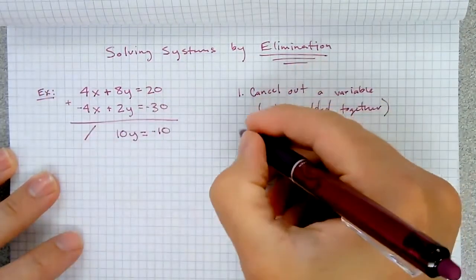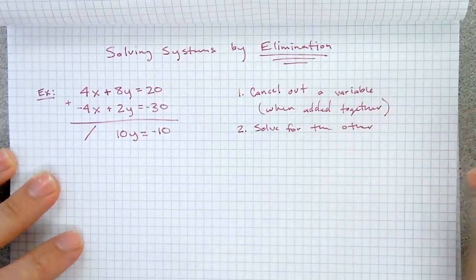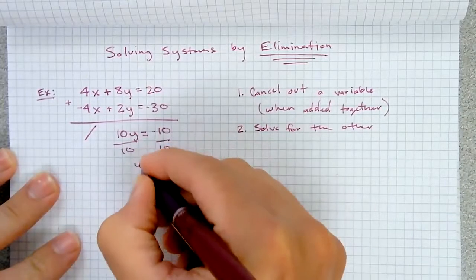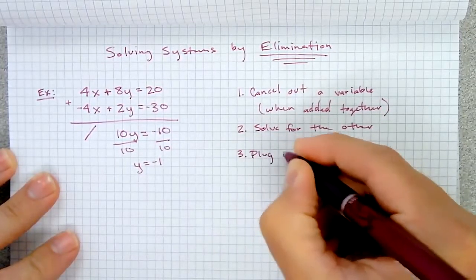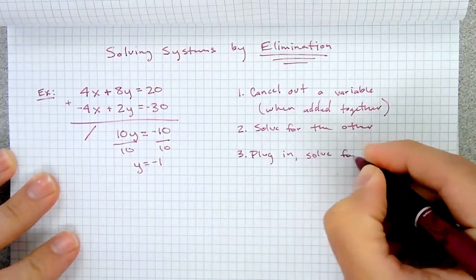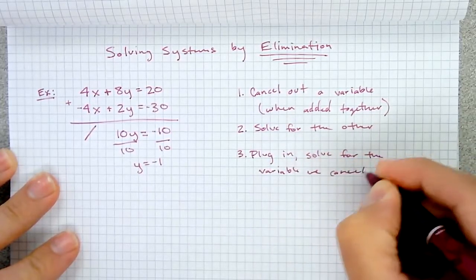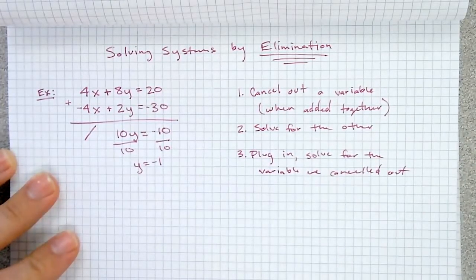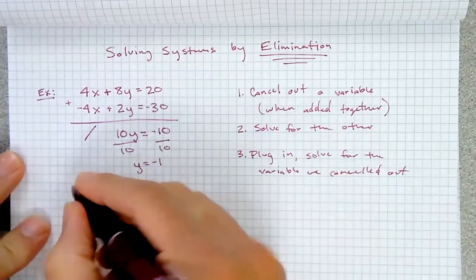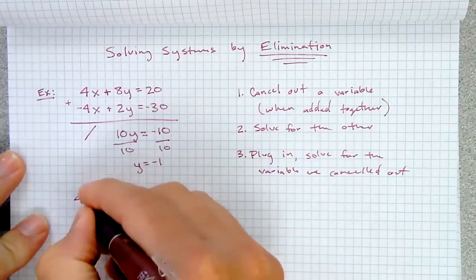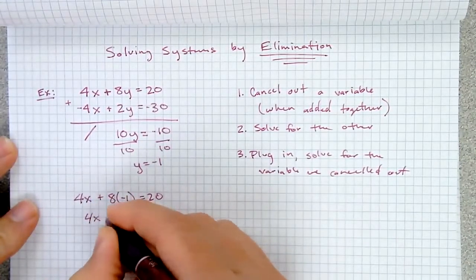So we've essentially canceled out one of the variables. So now we're going to solve for the other. Pretty easy right here. We're just dividing by 10. So we get y equals negative 1. And then we're going to take that and solve for the variable we canceled out. If y equals negative 1, we're going to plug in negative 1 to either one of these equations. I'm just going to plug it into the top one here. So 4x plus 8 times negative 1 equals 20. 4x minus 8 equals 20.